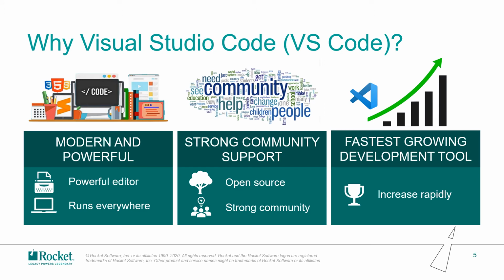So, what is Visual Studio Code, and why do we choose it? VS Code is a modern and powerful development platform presented by Microsoft. It has a very powerful editor and can run everywhere. VS Code is free and open source. It has a very great community. The VS Code project on GitHub has nearly 100,000 stars and more than 1,000 contributors. The master branch has more than 15,000 forks. All these ensure VS Code has strong community support.